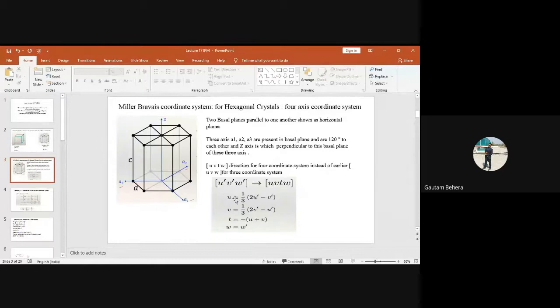You can see U is equal to 1 by 3, whole bracket, 2 U dash minus V dash, right? And similarly, V is equal to 1 by 3, square bracket, whole bracket, that is 2 V dash minus U dash, right? And T is equal to minus whole bracket U plus V. This is also easy to remember. So this is the conversion formula. You can convert the 3 indices system to the 4 indices system, or 3 coordinate system to 4 coordinate system, by using this formula only. I'll show you an example here.